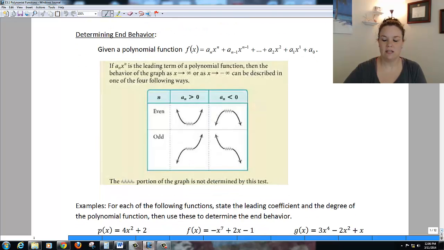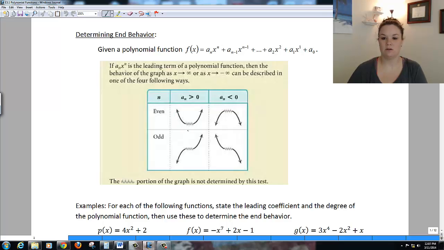Okay, so if we're given any polynomial function, here they're calling it f of x, and they write it in this horrible notation, which basically our a sub n's are just our coefficients. So this is just saying we have an x to the nth degree polynomial, where all the little a's are just the number part of each term. So this is how we determine the shape of our polynomial function.